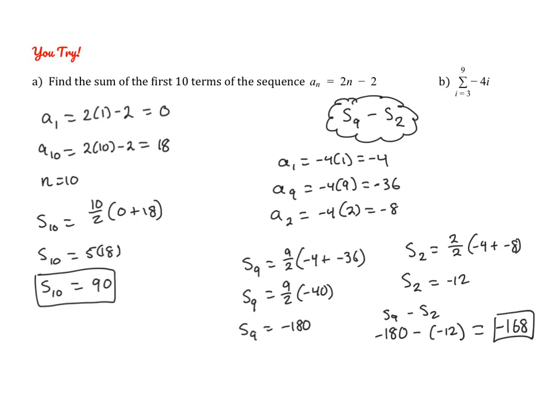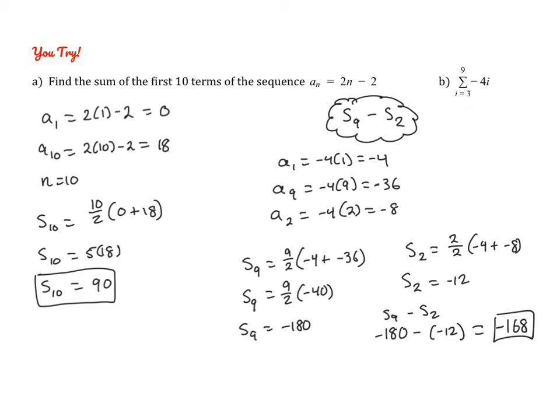Alright, so go ahead and check your work. For the first one, to find the sum of the first 10 terms, we know n is 10. You can find a sub 1, which is 0, and the 10th term, a sub 10, is 18. So plug it into your formula, and we should get 90.